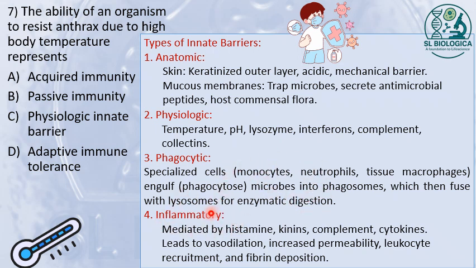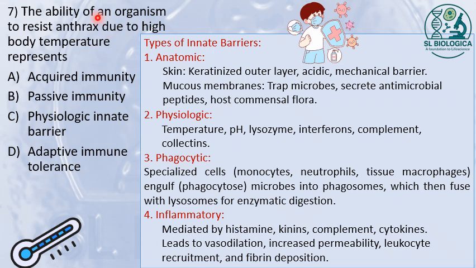And we have the inflammatory barrier. So that is actually involved in the inflammatory response. So this is mediated mainly by histamines, kinins, complement and cytokines, and this leads to vasodilation, increased permeability, leukocyte recruitment and fibrin deposition. So this you have observed during wound formation. When you have a cut, this inflammatory response occurs immediately. So these are the innate barriers, that is inborn barriers of the defense system of our body.